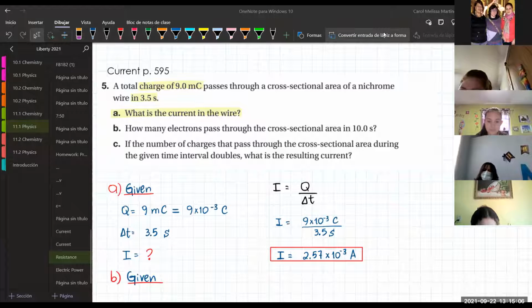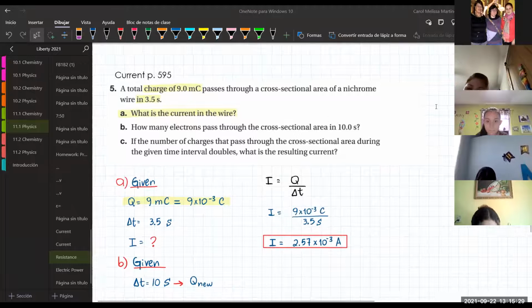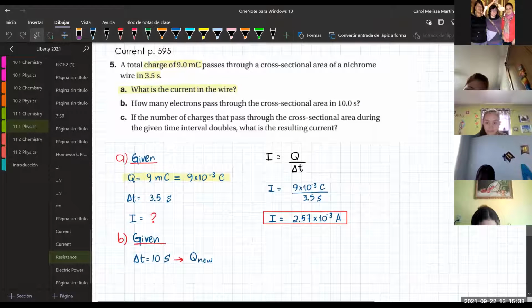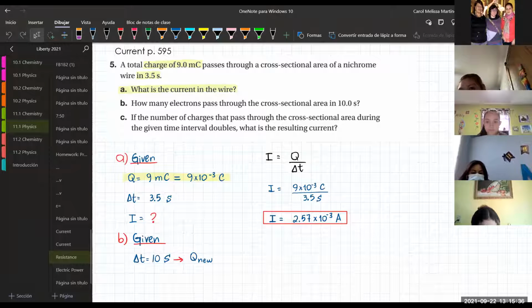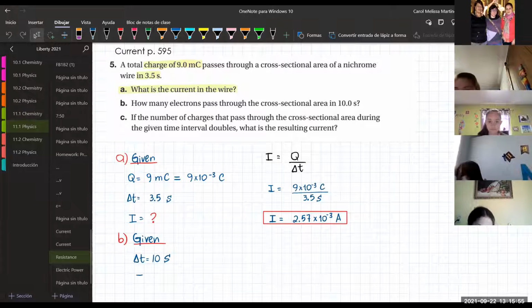Okay, so the givens for part B: you have a time of 10 seconds. If you know this time, you need to find a new Q, because the charge that was provided in the beginning, in part A, was a different Q. Now that you have more time, you're going to have a different charge. All the charges that are going to pass through the wire in 10 seconds have to be more, which means you need to get a new Q. But the current remains the same. You know the current in the wire; we got it in the step before.